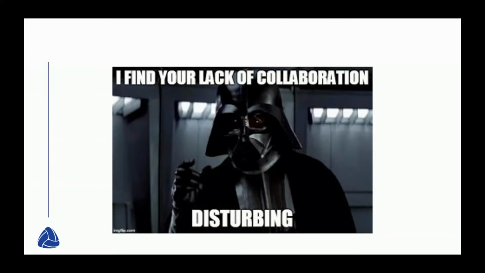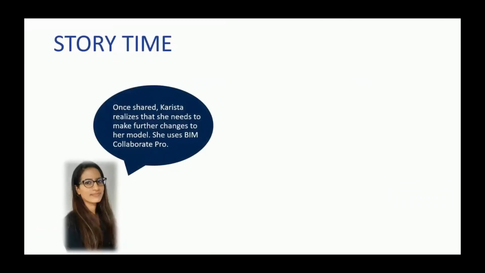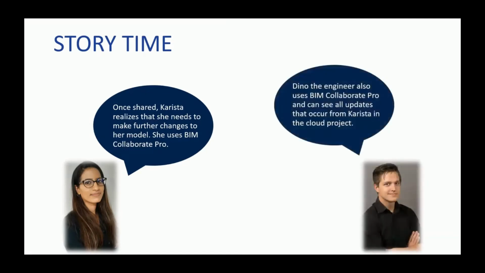So when it comes to collaboration, let's go back to our story. So remember, Krista the architect wants to share information, and she realizes that she needs to make further changes to her model. So her team uses Collaborate Pro. And then what happens is Dino the engineer will also use Collaborate Pro in the same essence to see any updates that occur from Krista's side. The idea again is we are still utilizing one platform to see all adjustments, all changes, and all variations, because at the end of the day, both of them see the single source of truth. So what does this look like? Let's jump back to Krista's side.